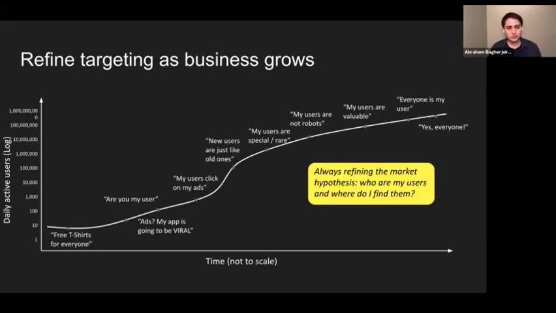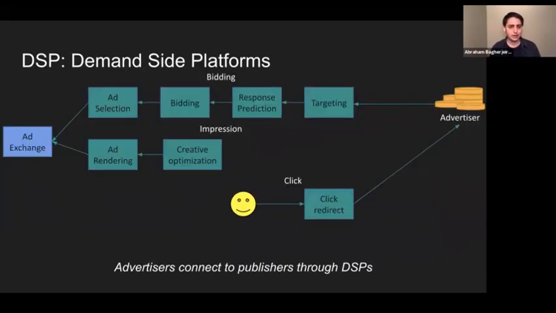As a business grows, you get better and better at refining your marketing hypothesis. You'll see a lot of startups giving around free t-shirts and talking a lot about their app, but you see very large brands focusing on brand advertising because they have a very different view on where their customers are and how much it takes to get them.